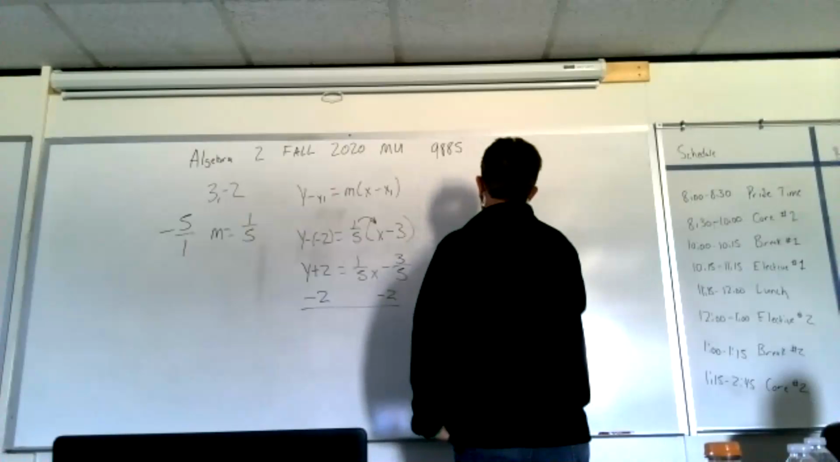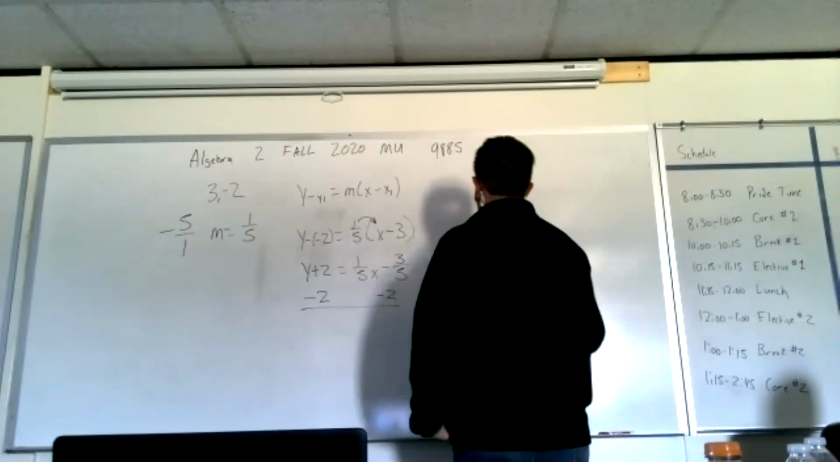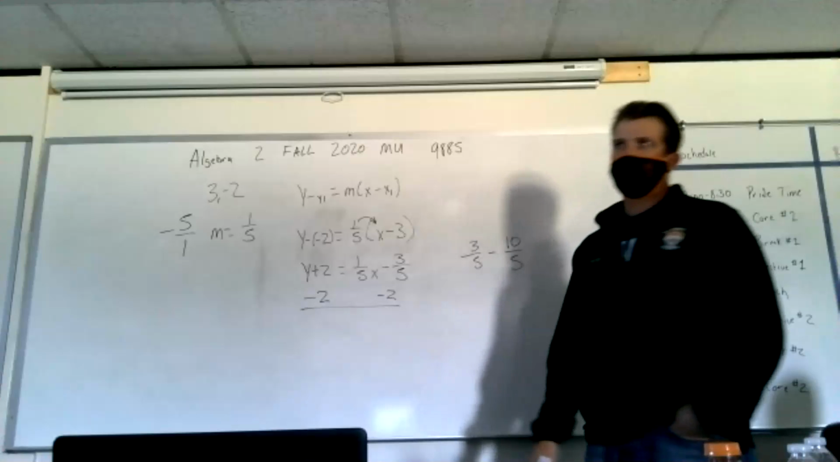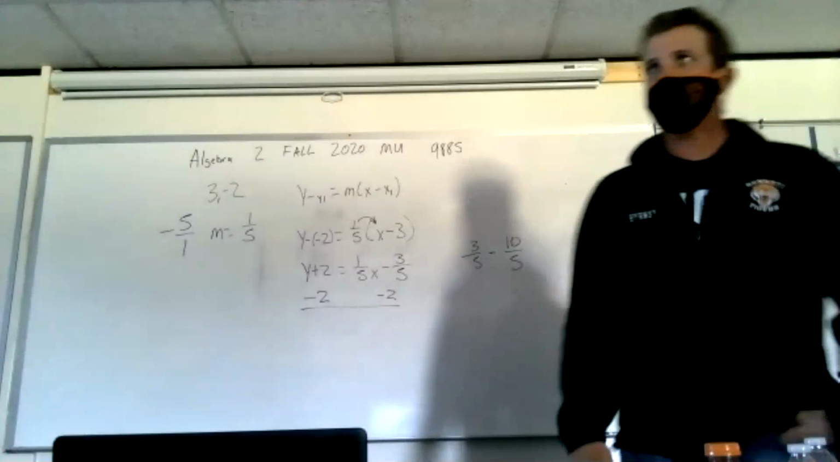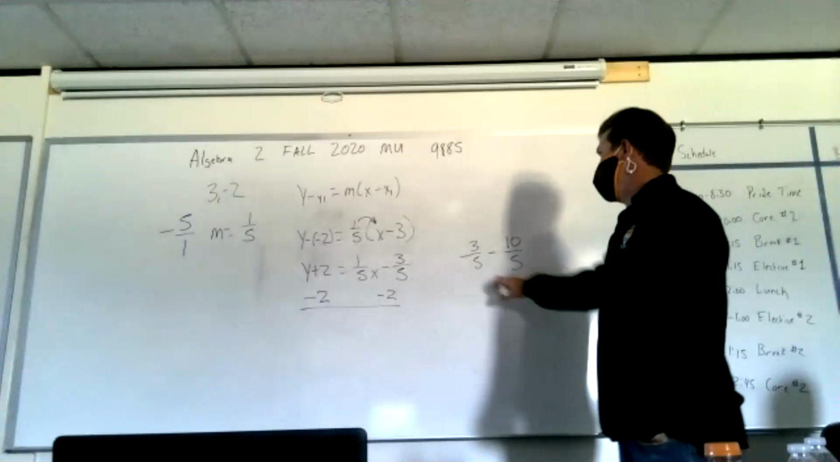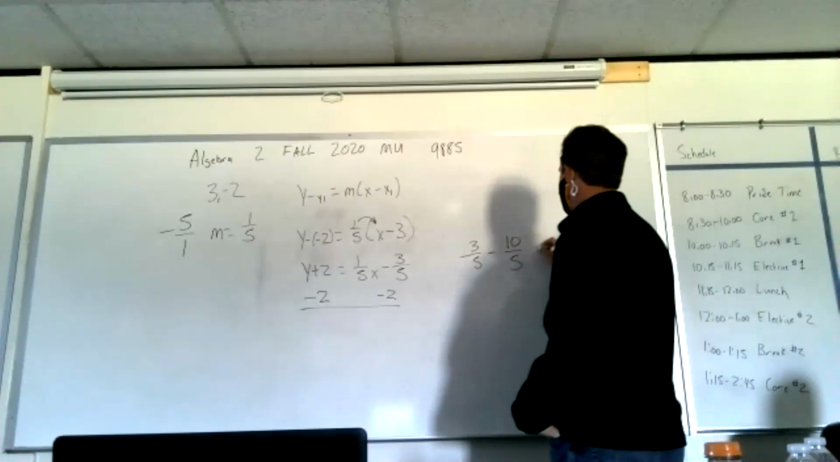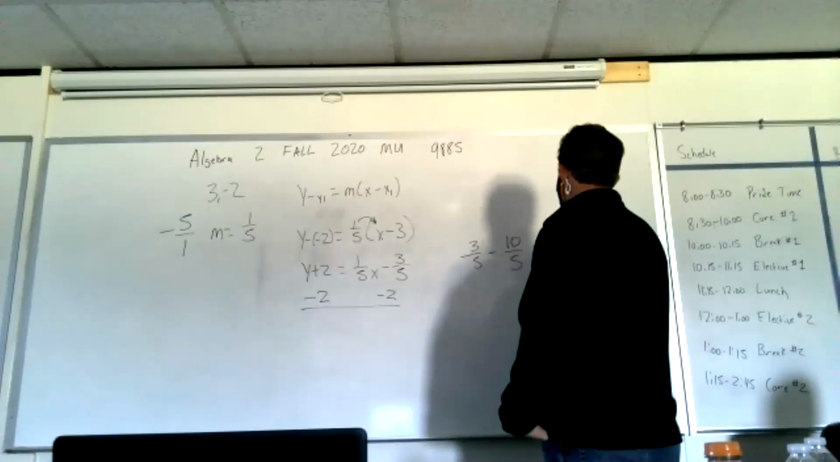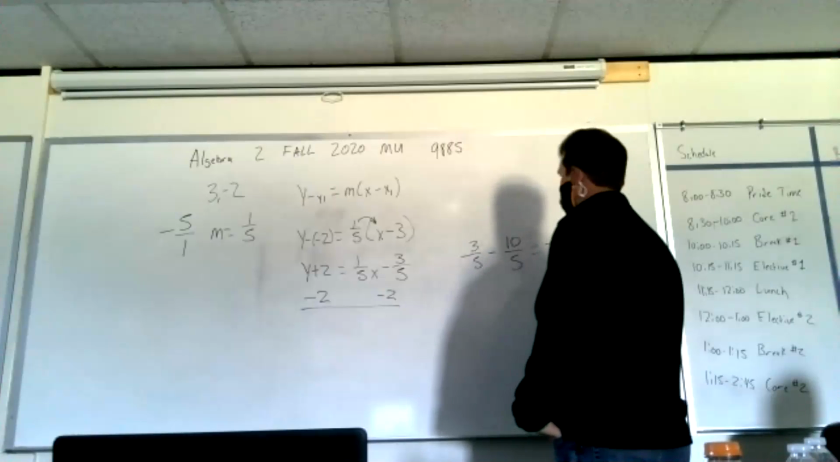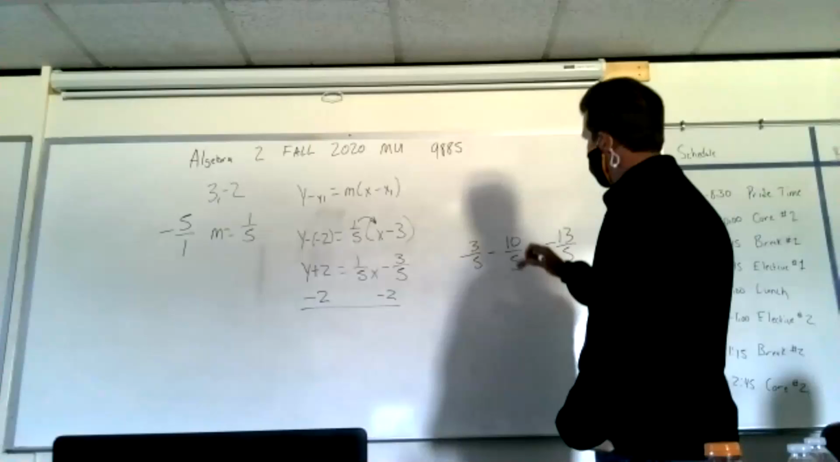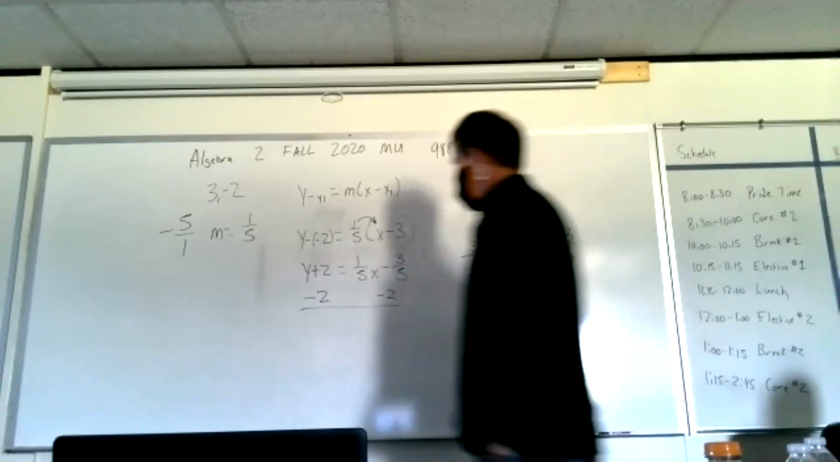minus 10/5. Okay, 2 times 5 is 10. If I express that over 5, I have common denominators. I subtract those, get a -13/5. Yep, because a negative minus that.